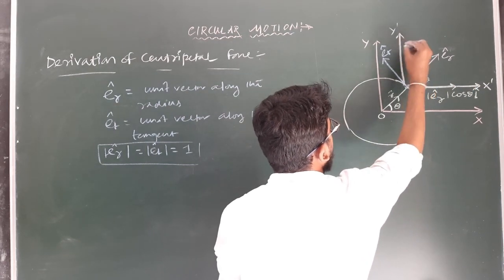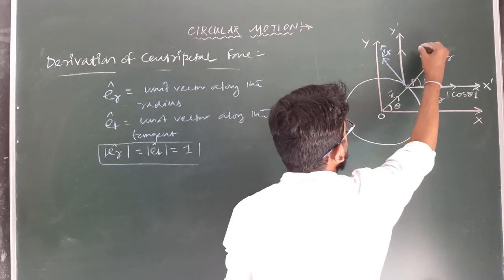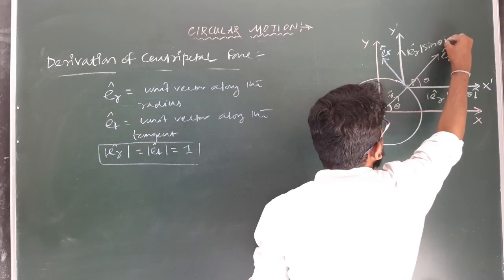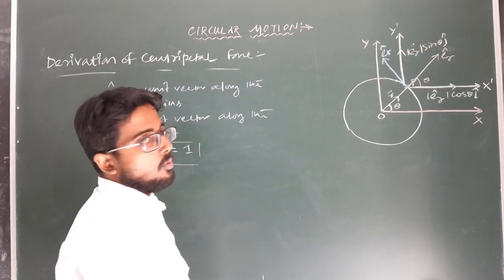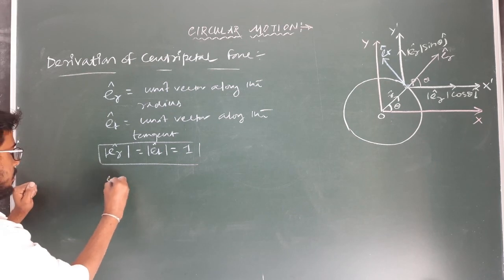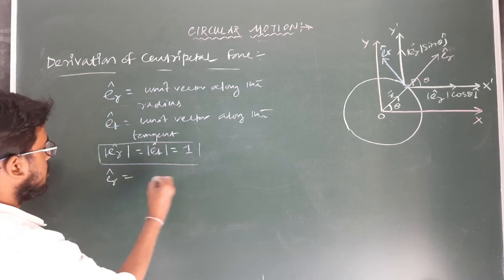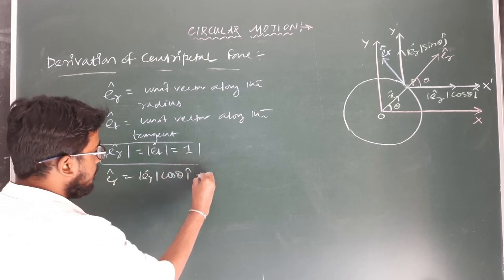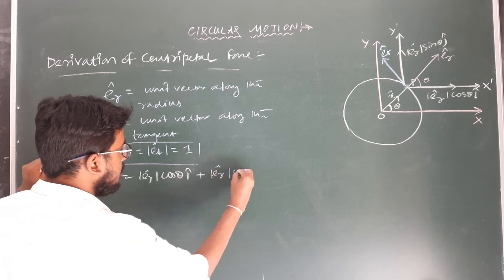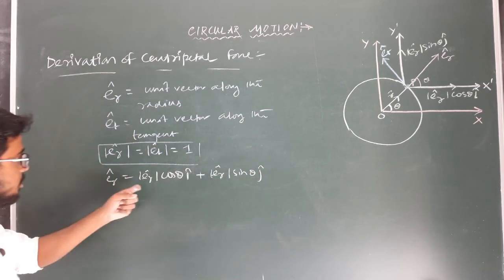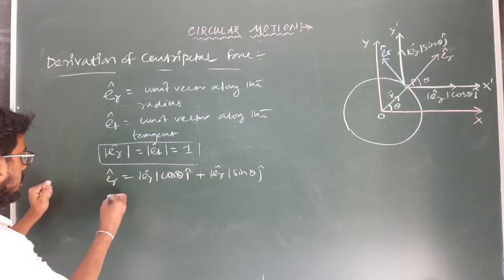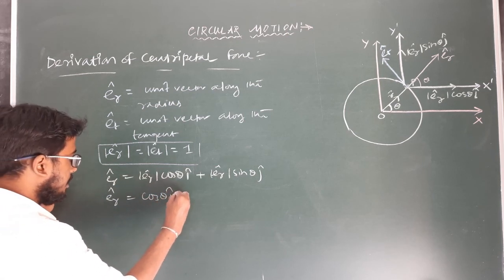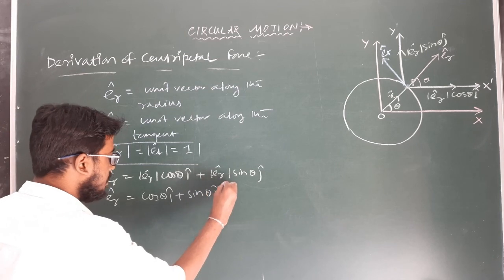Similarly, the other component is along y dash, so it will be along this direction, which will be taken as |ER cap| sin theta j cap, because it is along the positive y axis. So I am writing here ER cap can be written as |ER cap| cos theta i cap plus |ER cap| sin theta j cap, and as the magnitude of ER cap is 1, the ER cap unit vector can be written as cos theta i cap plus sin theta j cap, clear.